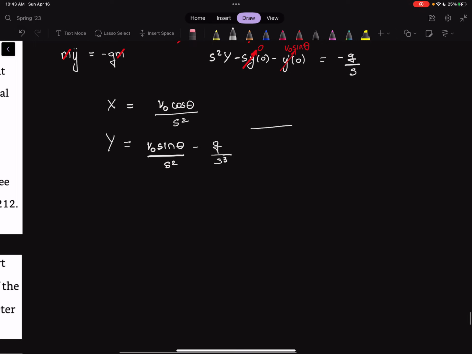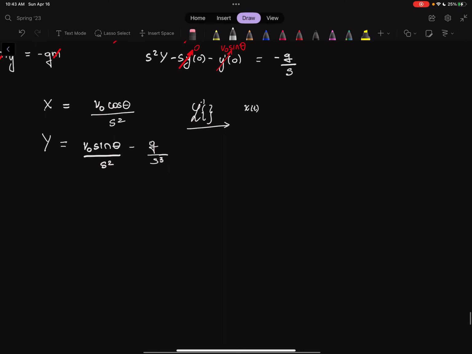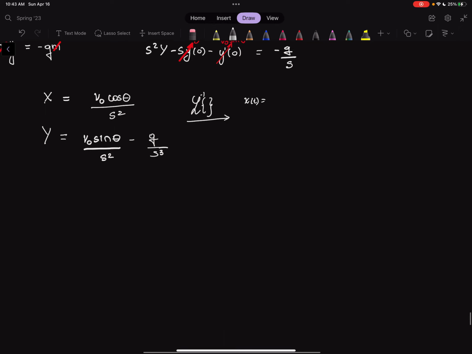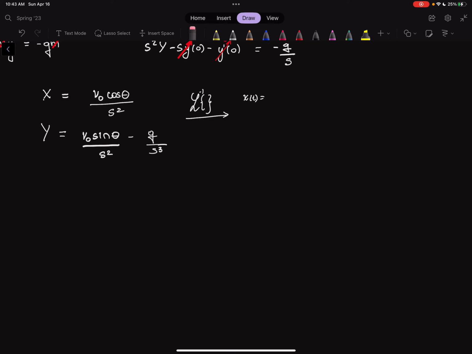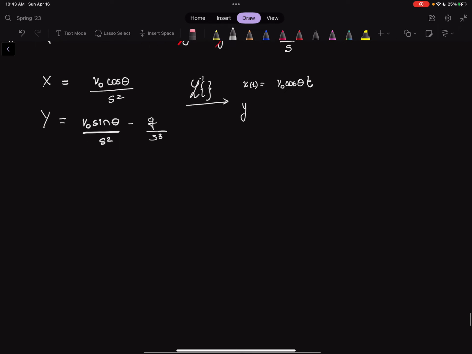Now, if I apply the Laplace inverse to this, I recognize that I would get x of t is equal to v naught times the cosine of theta, which are just constants, so they're just going to be pulled out, and 1 over s squared, the Laplace inverse is just t. And for y, v naught times the sine of theta is pulled out for the first term, and 1 over s squared, the Laplace inverse is t. Here, 1 over s to the third.